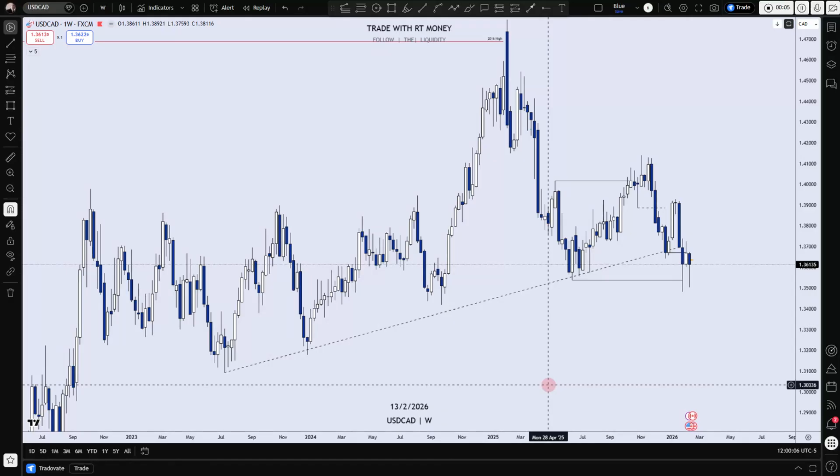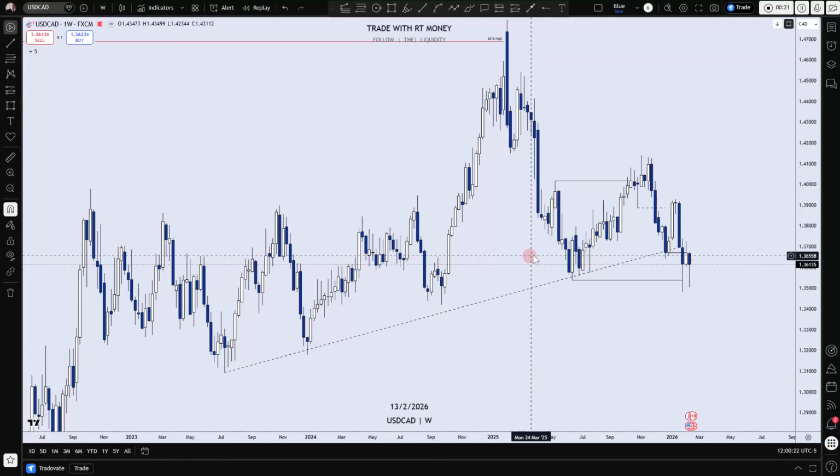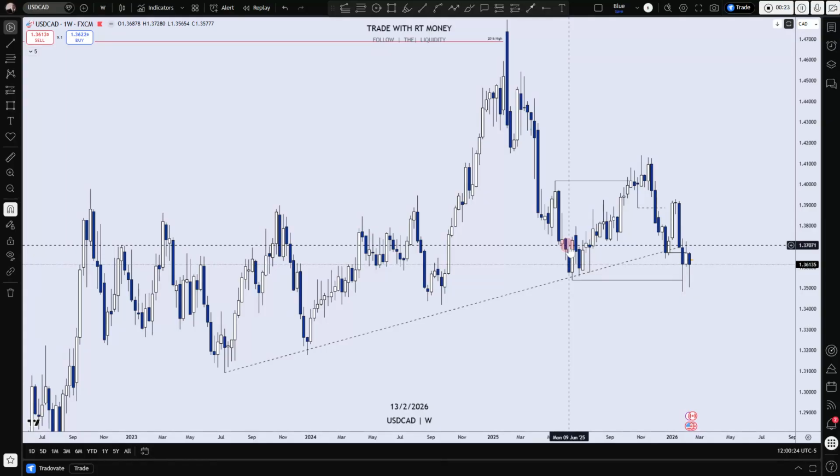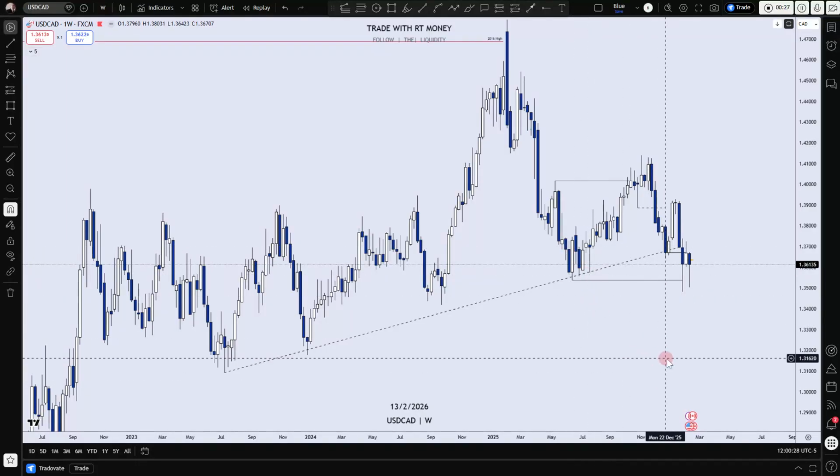We're looking at the US dollar CAD, the USD CAD, the Canadian dollar. It looks like there may be an opportunity to take advantage of the fact that the US dollar may outperform the Canadian dollar. Okay, let's look.